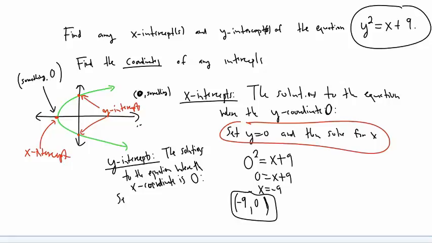So set x equal to 0 and solve for y. That is the procedure to find the y-intercepts of an equation. We'll circle it in red. Solve for y.